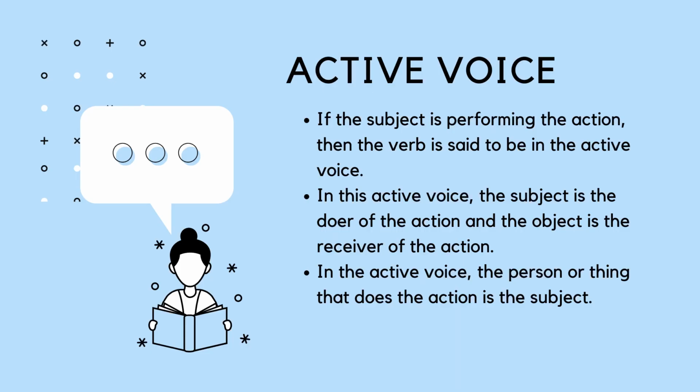Talking about the active voice, if the subject is performing the action, then the verb is said to be in the active voice. In other words, in this active voice, the subject is the doer of the action and the object is the receiver of the action. Also, in the active voice, the person or thing that does the action is the subject of the sentence.